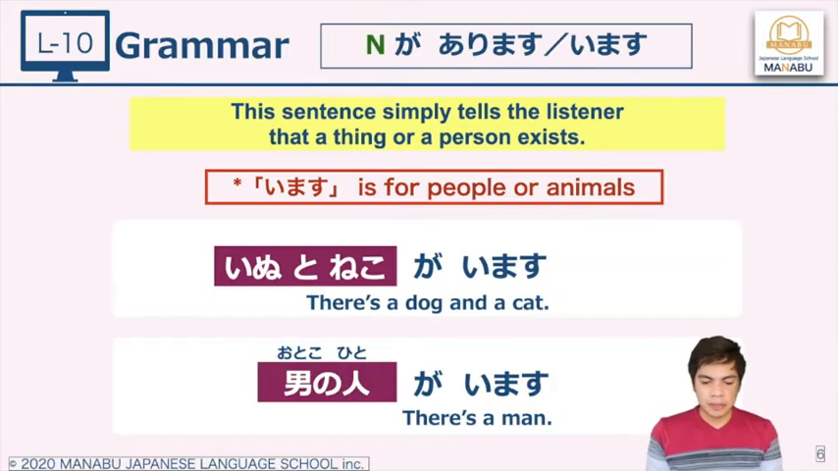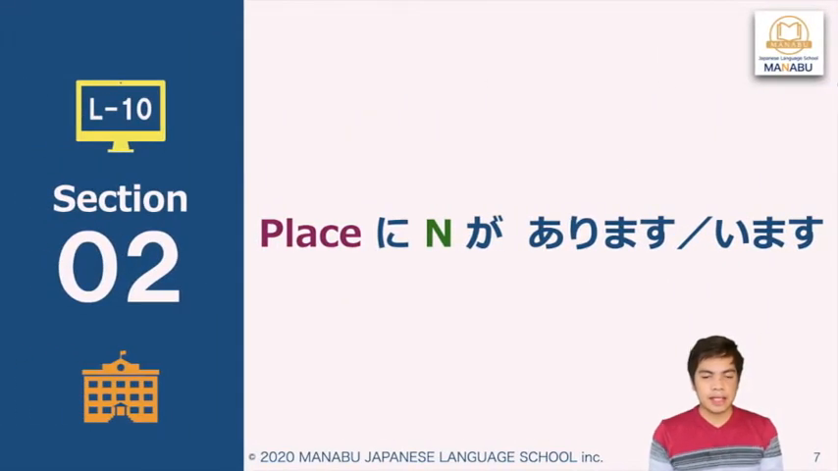So another example, otoko no hito ga imasu. So you attach the particle ga, then imasu because our noun is a person. There is a man. So you can also replace this noun. For example, Yamada-san ga imasu. Yamada-san ga imasu. There is Mr. Yamada. Now for our second grammar point, place ni noun ga arimasu and place ni noun ga imasu.